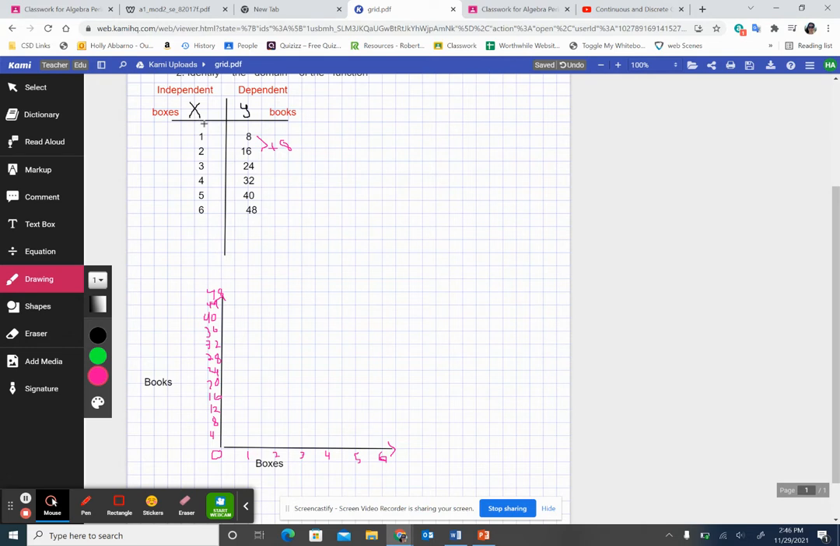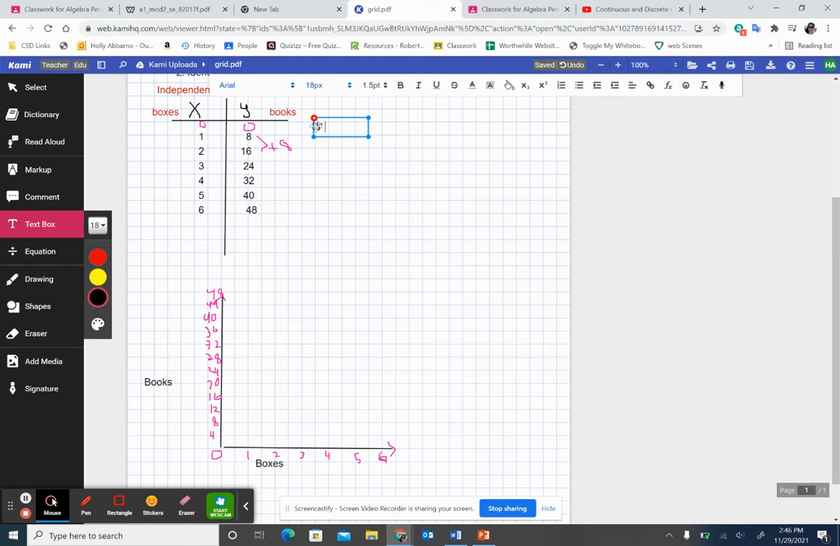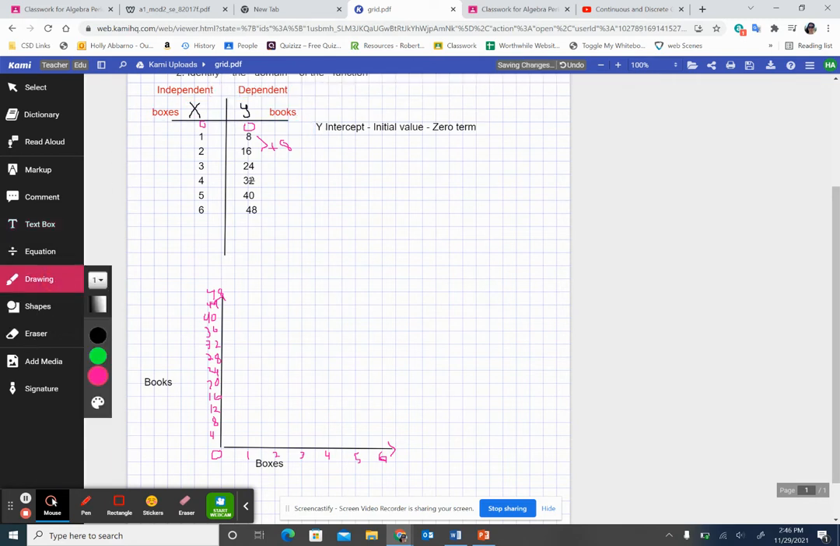Now, I know that if I had 0 boxes, I could ship 0 books. So there's our y-intercept or our initial value. We can call this the y-intercept. Sometimes we call it the initial value. Sometimes we call it the 0 term. All of those will work when we have this 0 right here. So the 0, 0 is going to be our starting point. It's going to be where it crosses this y that points to the sky.